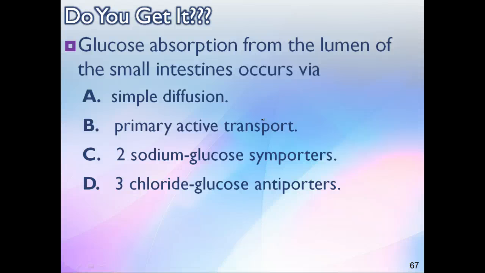So, glucose absorption from the lumen of the small intestine occurs via simple diffusion, primary active transport, 2-sodium glucose symporters, or 3-chloride glucose antiporters. Well, it is the same as what we saw in chapter 26, which is 2-sodium glucose symporters.